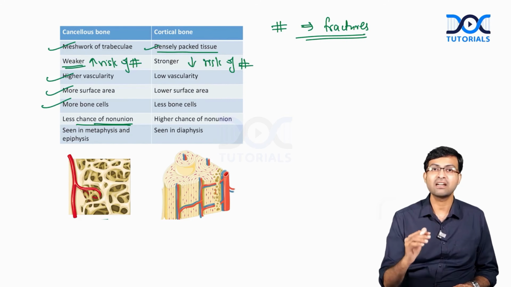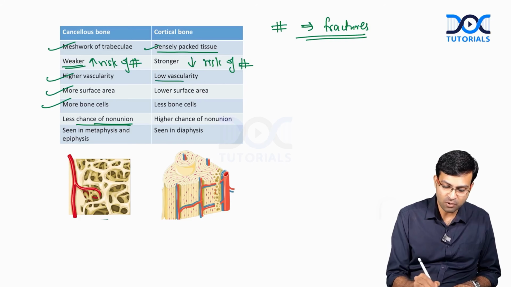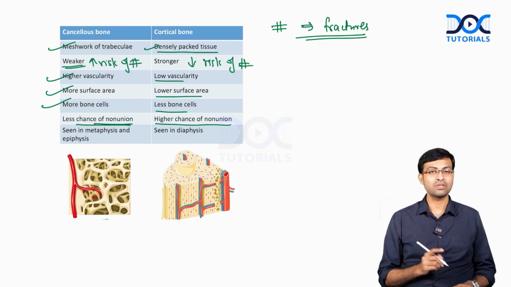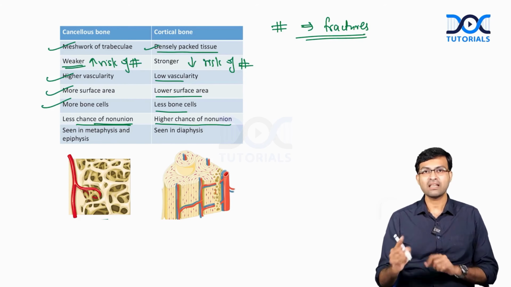But that is not the case with cortical bone. When you have a fracture in the diaphysis, which is made up of cortical bone, because of low vascularity, low surface area and fewer bone cells, there is a higher chance of non-union. So this is the difference between the properties of your cortical bone and cancellous bone.